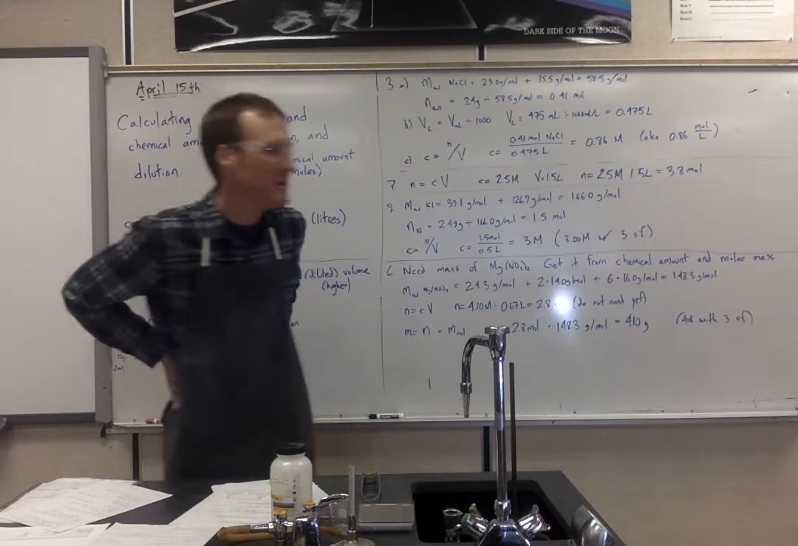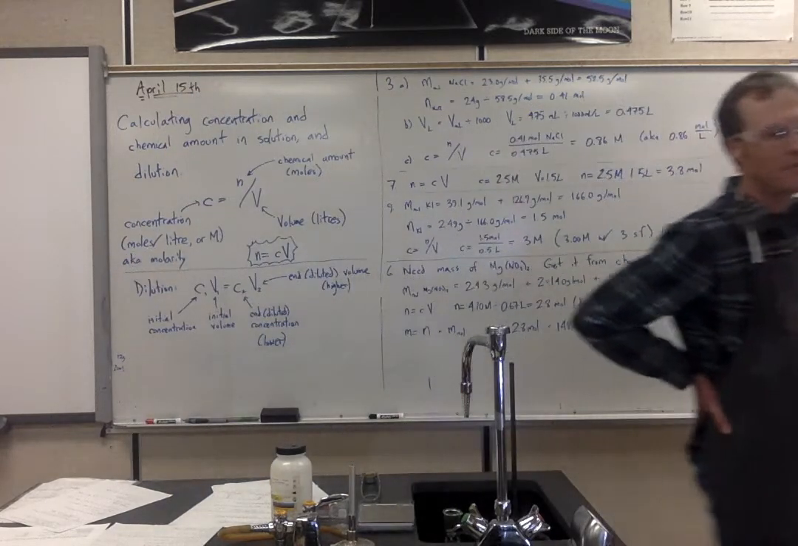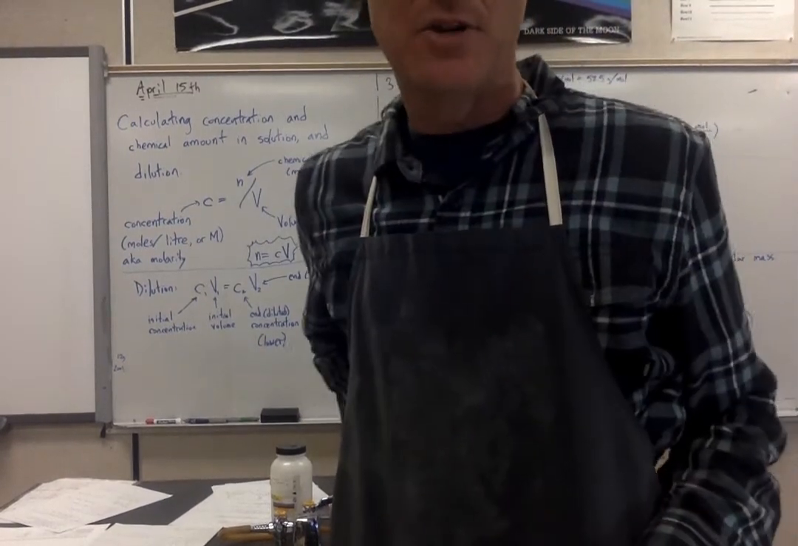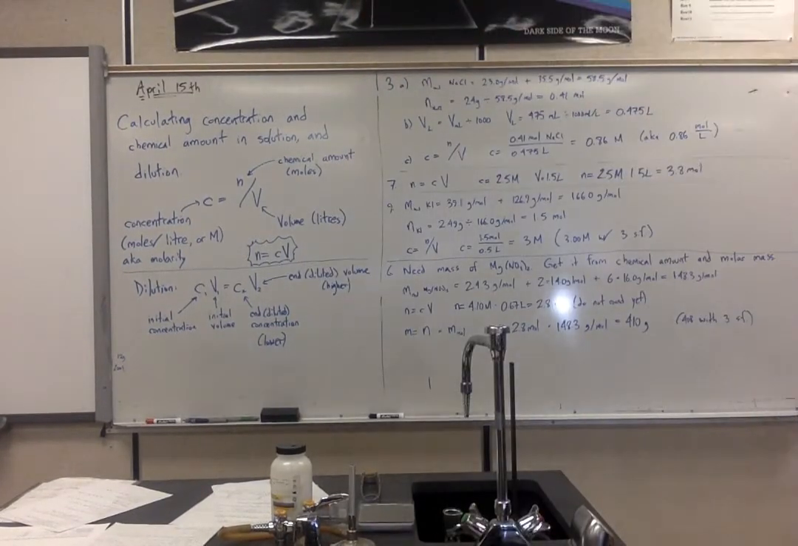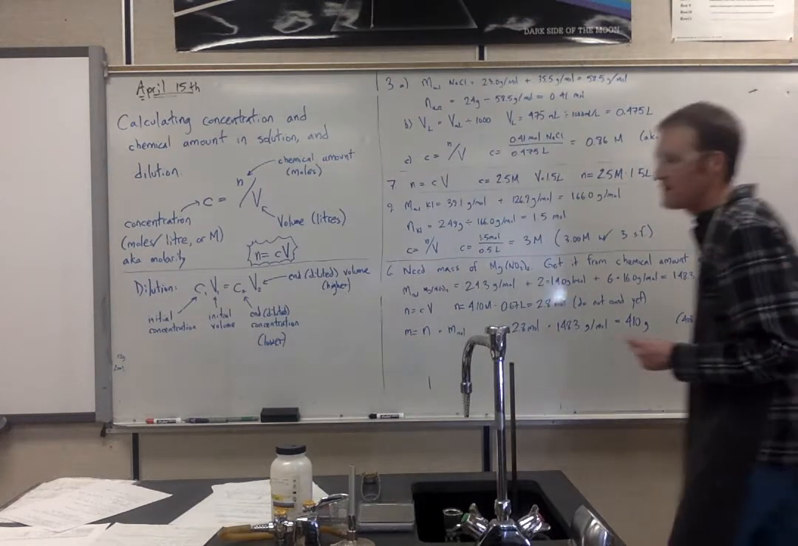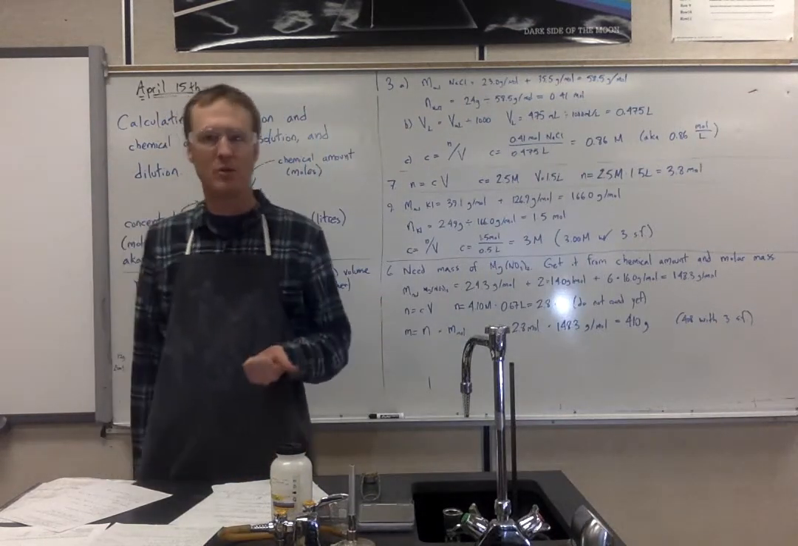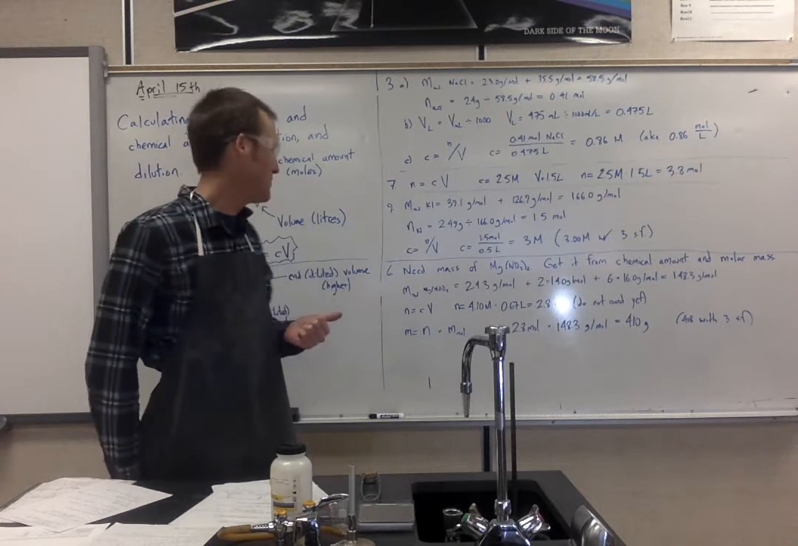So what you need for this is the mass. You need the mass of magnesium nitrate that's present. How do we get there? We need to get it by getting two things. We need the chemical amount and we need the molar mass. All of that is available to us.